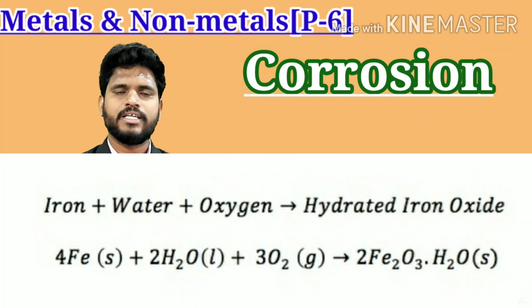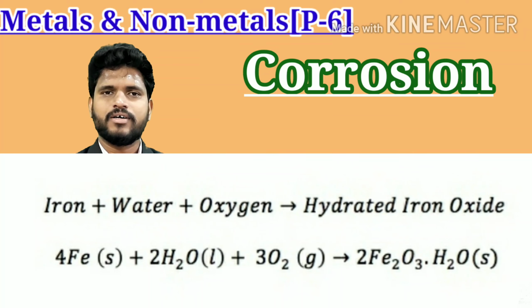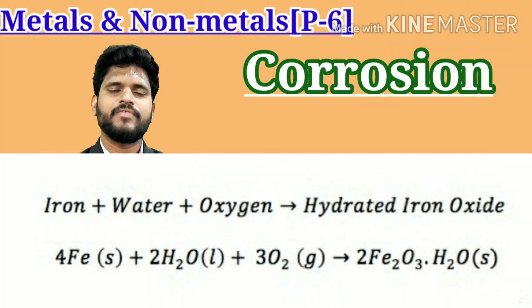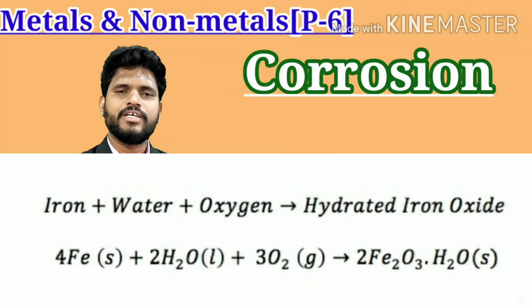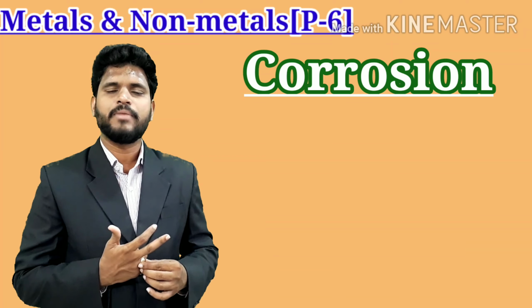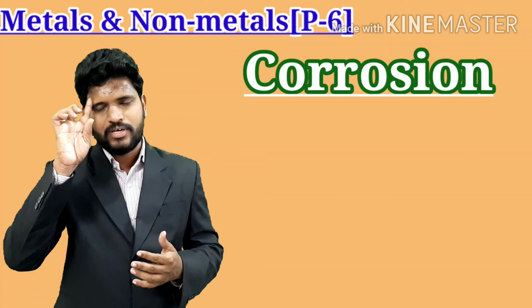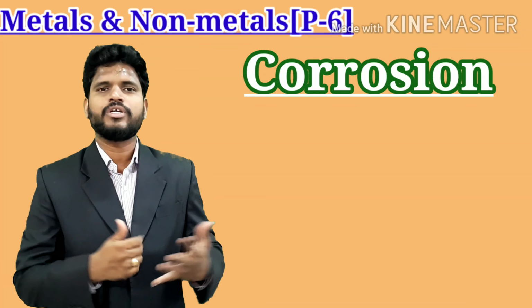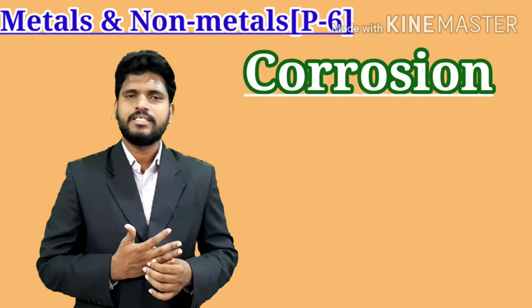What is the name of that reddish brown color substance? That is called ferric oxide, and generally it is known as iron oxide. What is the chemical formula? Fe2O3, right? So this iron oxide forms on the metal surface when it reacts with atmospheric oxygen and moisture. This total process is called corrosion.